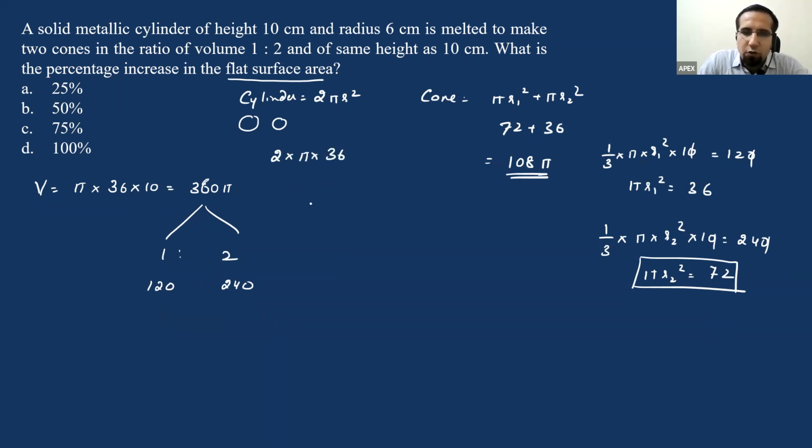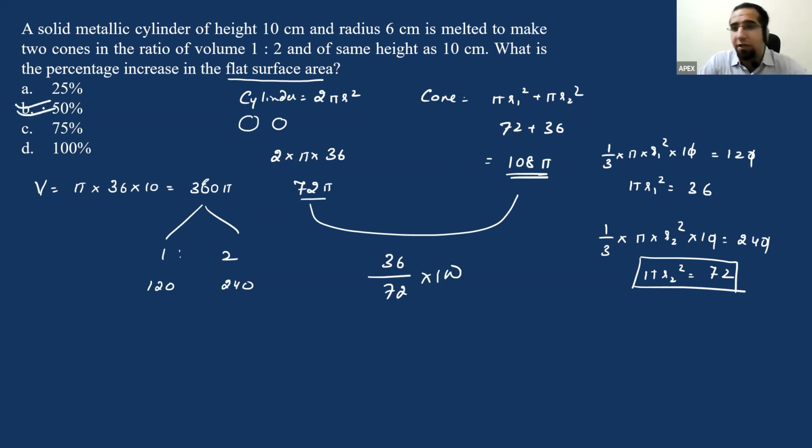72 pi. So from 72 pi, it has increased to 108 pi. That will be 36 by 72 into 100. And therefore, there's an increase of 50%. Right, guys? So yes, if you do not know flat surface area, do not try, else you can move forward.